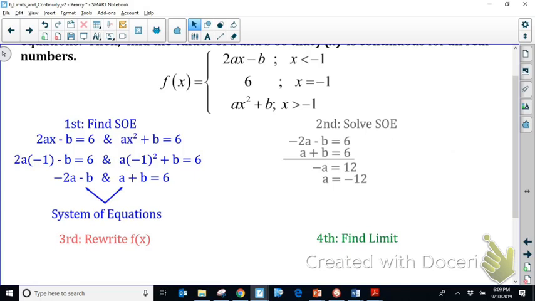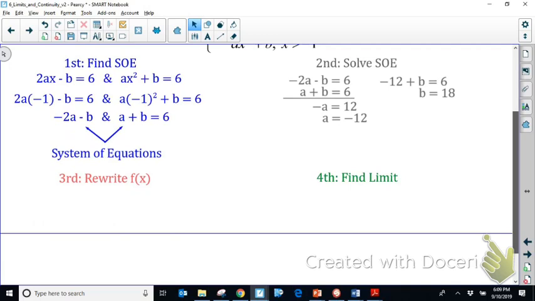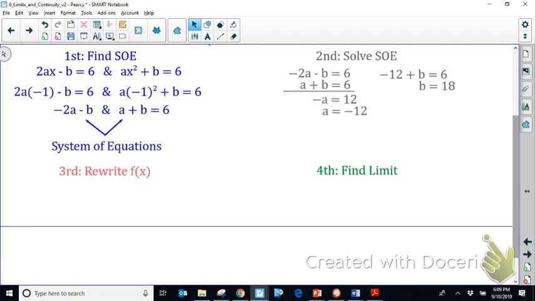So when I combine my like terms in the two equations that we have, we work out to be -12. I take that and I can find the value of b to be 18. Now that I have set up the system of equations and I've solved the system of equations, now I can rewrite my piecewise function substituting the values of a and b that we found.